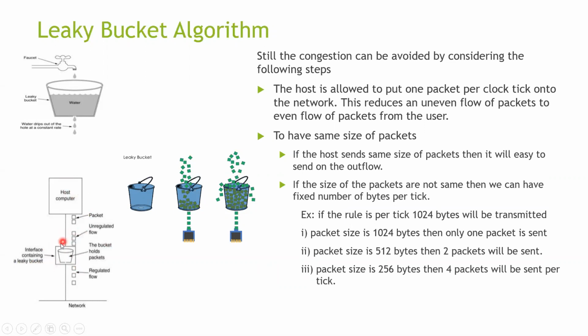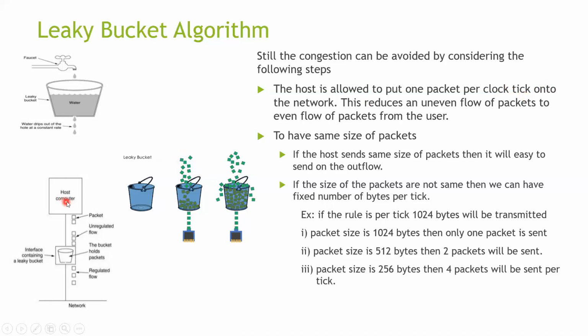One thing is, in the channel, how to control congestion, we have seen. That is, we can have an interface where it stores the packets and then forwards them using a regulated flow. But at the host itself, we can have this control, that is congestion control. Still, the congestion can be avoided by considering the following steps. The host is allowed to put 1 packet per clock tick. It might be 1 second or 1 millisecond, so that can be considered as 1 tick. That is what is called a clock tick.